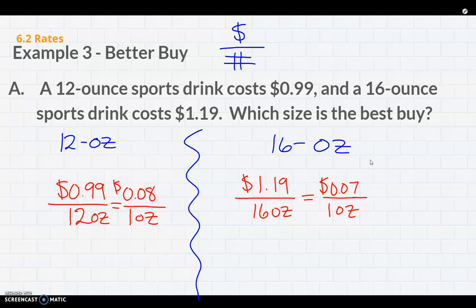So which is the better buy? The 12 ounce or the 16 ounce? Well, it's actually cheaper to purchase the 16 ounce because you're only paying 7 cents an ounce versus 8 cents an ounce. So the 16 ounce is the better buy.